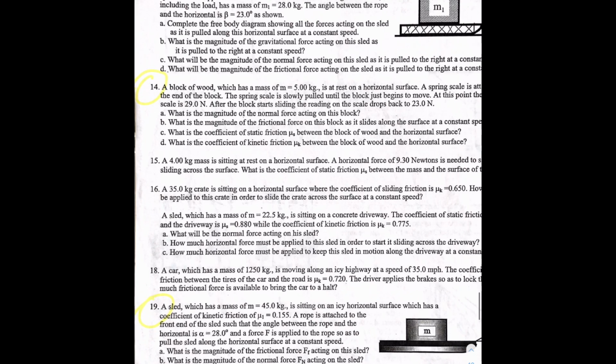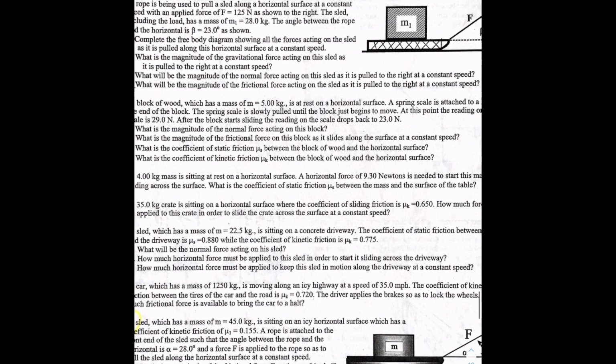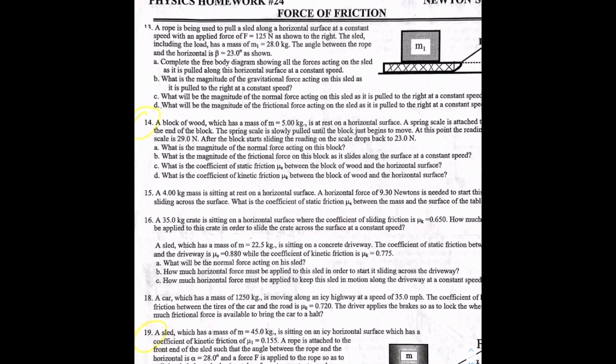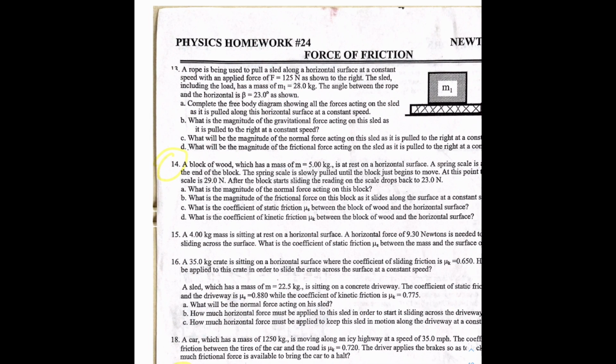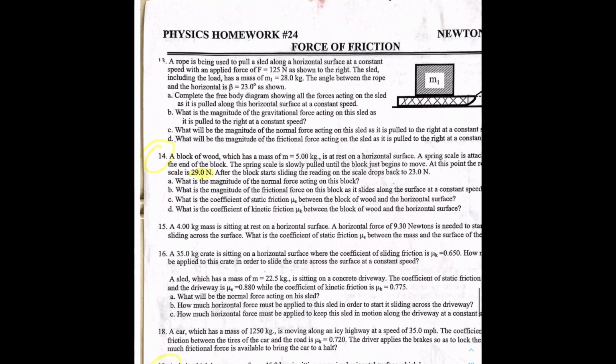Part B says, what is the magnitude of the frictional force on the block as it slides along the surface at a constant speed? Okay, so this is kind of particular. And it says, as the block slides at a constant speed. Now, they told us we had 2 scale readings. We had one right before the block begins to move, and that is 29 newtons. Let me get my highlighter. And then the other one was right as the block is moving at a constant speed, or as the block is sliding. And that is 23 newtons, so that is the lower one. And I want to say that's what they're asking for here.